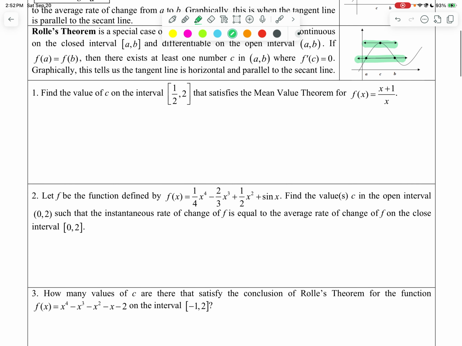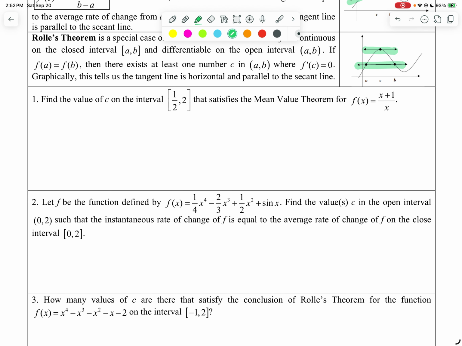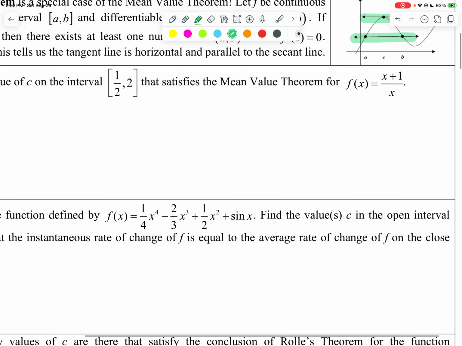For number 1, we're going to do this algebraically. So we want to find the value of c on the interval 1/2 to 2 that satisfies the mean value theorem for f of x is equal to x plus 1 over x. One thing to note is that f of x is undefined at x is equal to 0 because of our vertical asymptote at x is equal to 0. But lucky for us, because my interval is from 1/2 to 2, we don't have to worry about that.